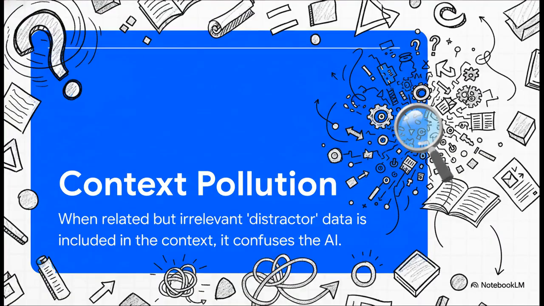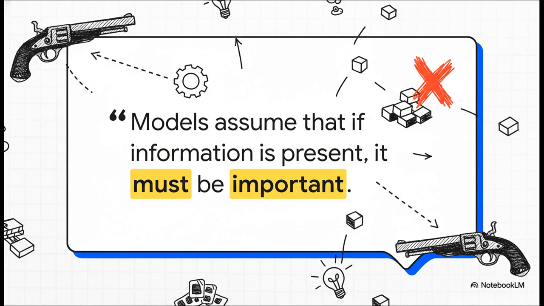Okay, first on our list of glitches, context pollution. This happens when that paging system we talked about pulls in some information from the library that's on the right topic, but it's not actually relevant to the specific question you're asking. These little distractor facts can just completely derail the AI's train of thought and send it spiraling towards a totally wrong answer.